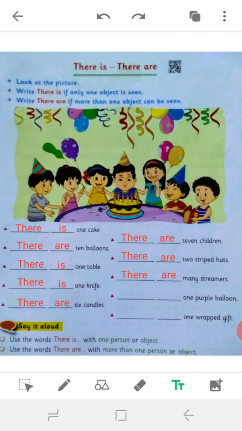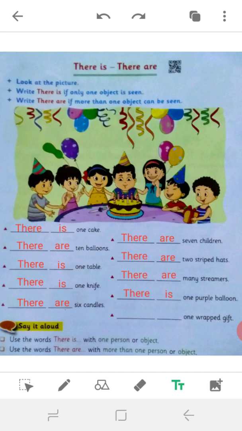There is one purple balloon in the picture. So, we will write there is in this blank. Read the sentence. There is one purple balloon. Okay, next. Blank one wrapped gift.